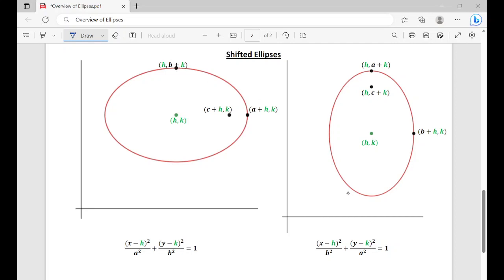Same thing with the vertical ellipse. This time, a is under y and b is under x. So again, you can tell it is a vertical ellipse. Again, h and k are your center, just like a circle. For your vertices and foci, just add your h and k as if it was centered at 0 to find out where it has been shifted to. And that's how you would work with an ellipse centered at 0, find its eccentricity, and work with shifted ellipses.